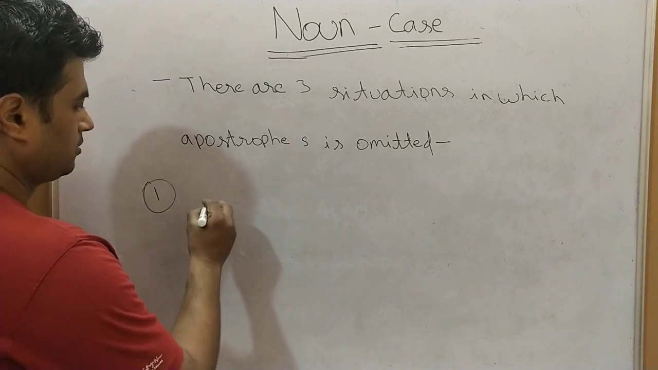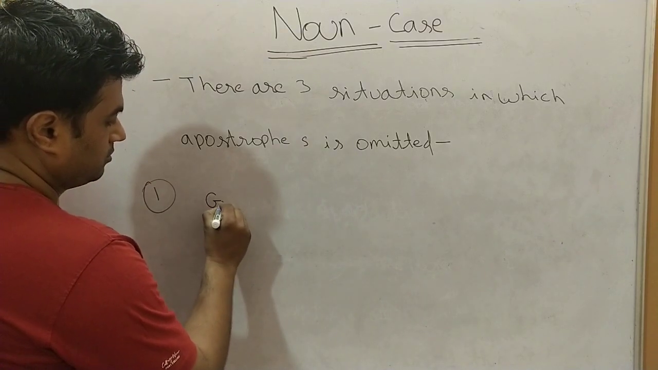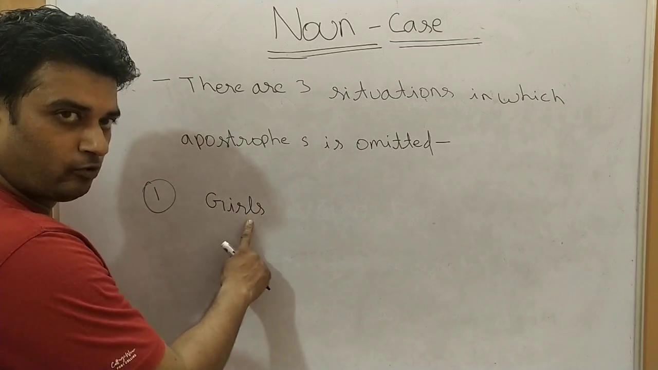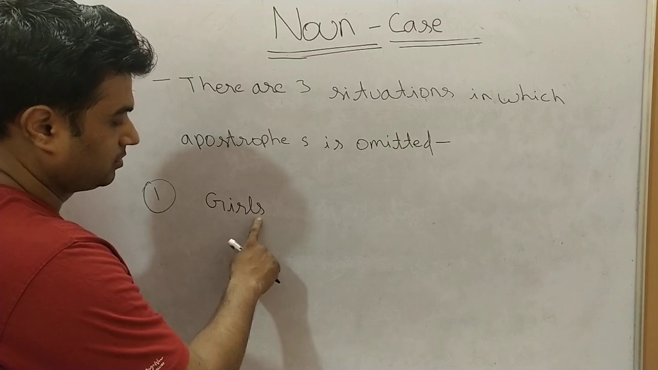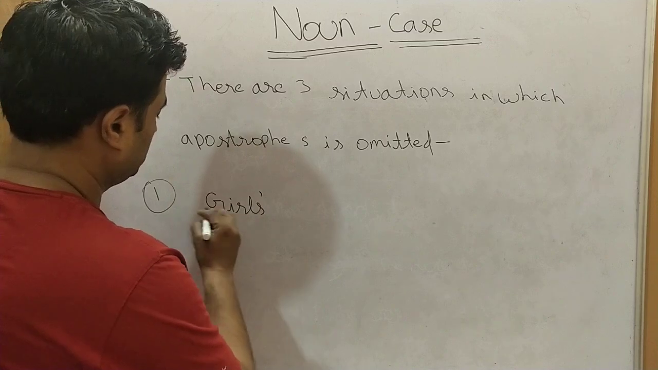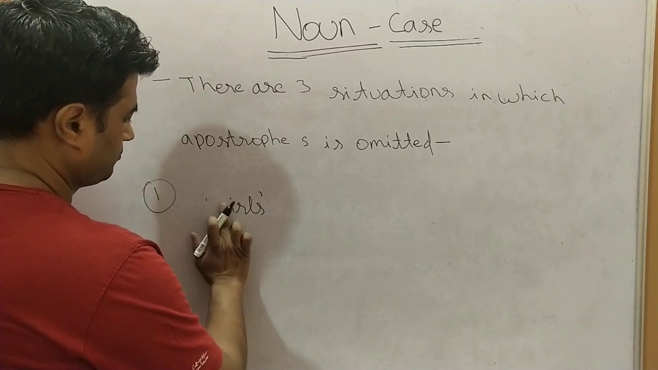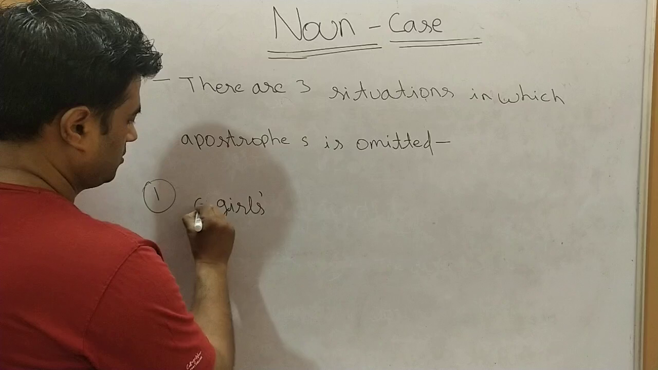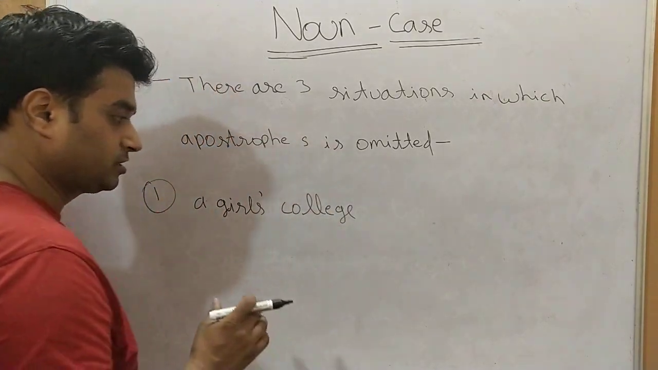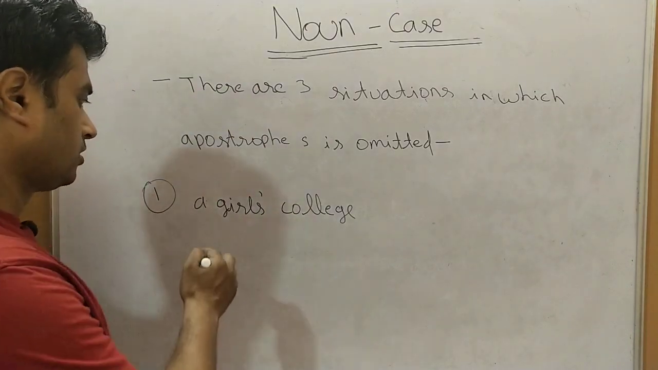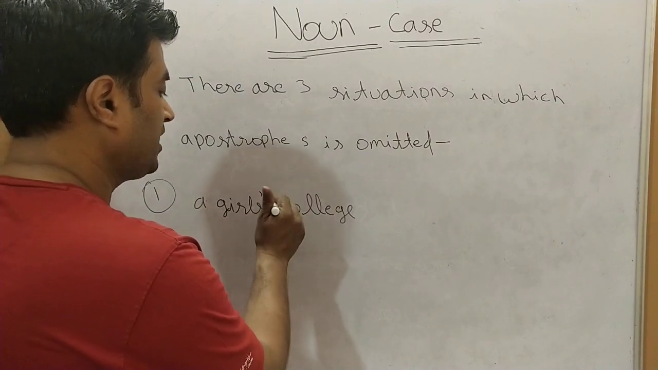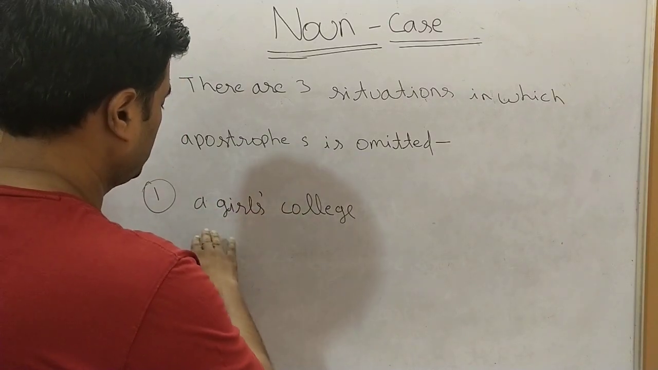For example, girls. Here, girls is in the plural form, ending with the letter s. So, we simply have to put apostrophe, not s. We can say, a girls' college. So, this is the first situation where we do not have to add apostrophe s. We simply have to say a girls' college.